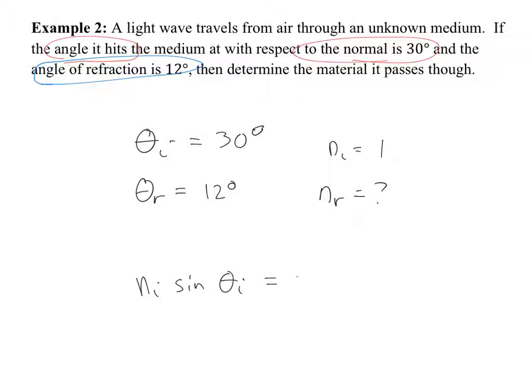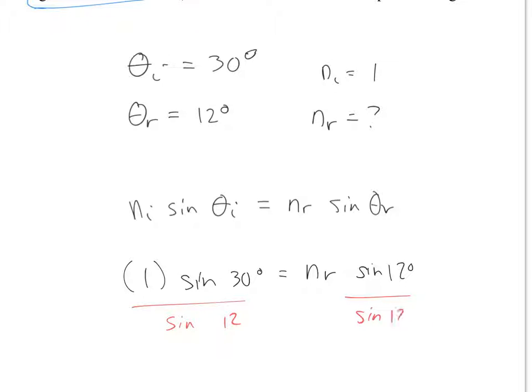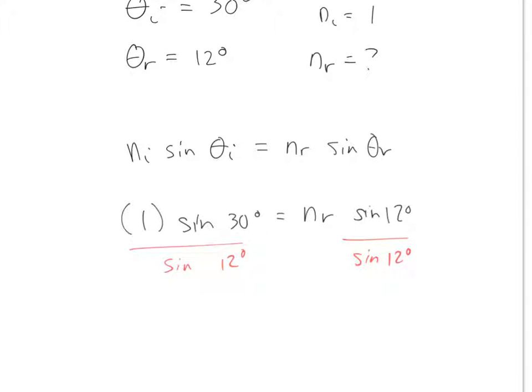n_i sine theta i equals n_r sine theta r. And again, simply plug and chug. 1 goes in there. Sine 30 equals n_r sine 12. How do I get n_r by itself? Either just get the number for sine 12 and divide it, or divide the whole function over sine 12. Sines don't cancel. This is why you have to understand that these are not really multipliers anymore. That's why earlier I was saying sine is a function. Sine doesn't cancel on the left side. So your answer is the sine of 30 over the sine of 12.